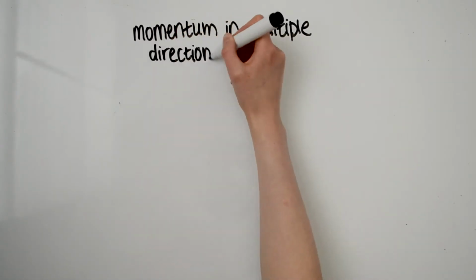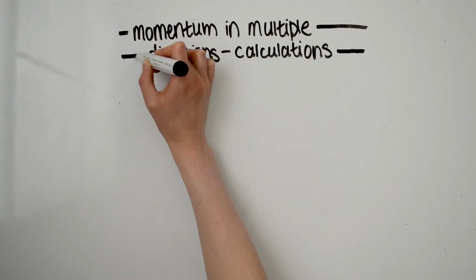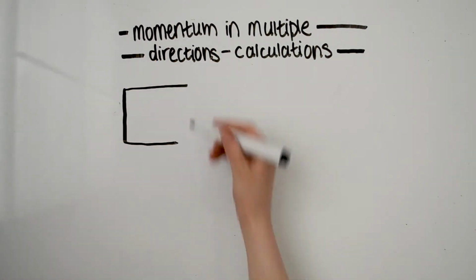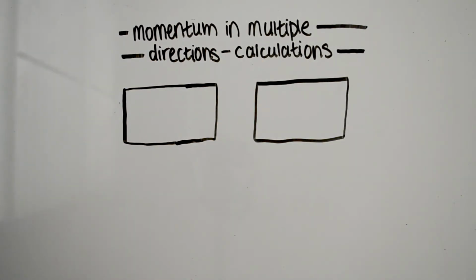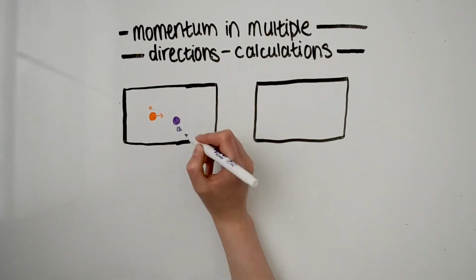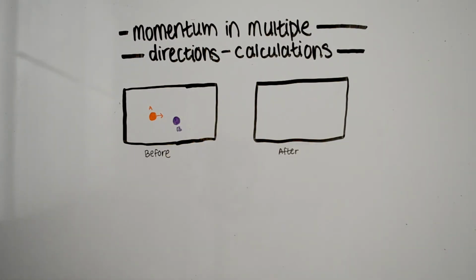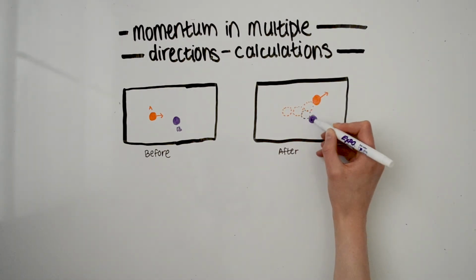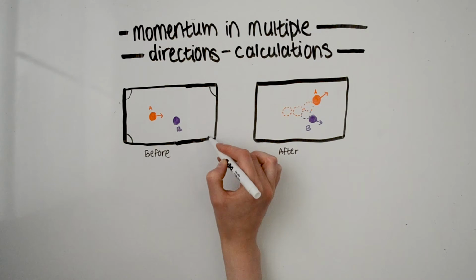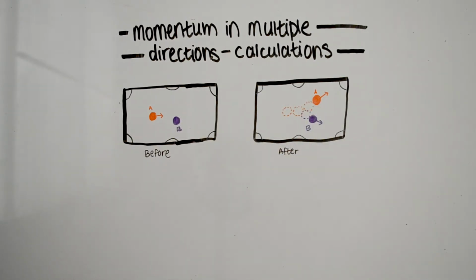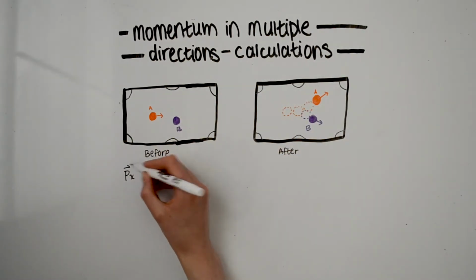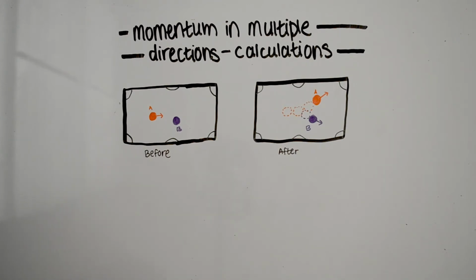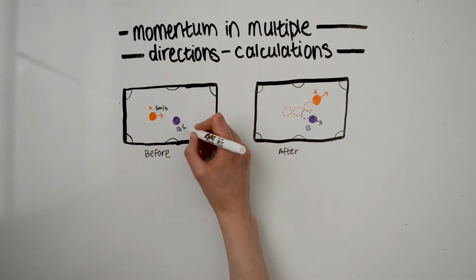Momentum in multiple directions calculations. We're going to involve taking momentum into account from x and y. For this problem, we're going to look at a pool table with 2 balls resting on it. Ball A, the orange ball, has some momentum purely in the horizontal direction to begin with, and ball B is initially at rest. After the collision, in which the two balls collide, ball A has a non-zero velocity as well, but it's at an angle, and ball B also has a non-zero velocity at an angle as well.